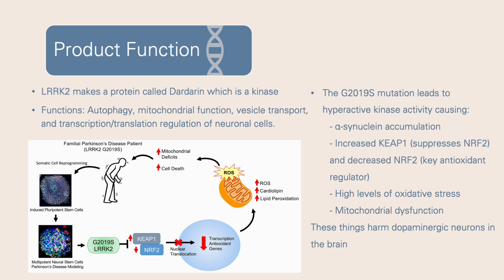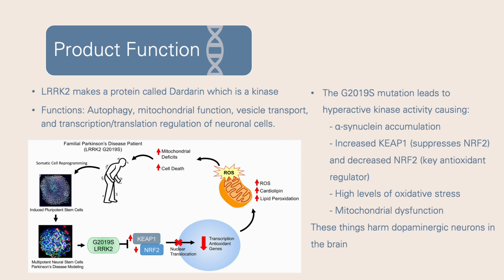Another cause of this mutation, which I have depicted in this picture on the left, is an increase in the protein KEAP1, which suppresses the protein NRF2, which is a key antioxidant regulator. When there's not enough antioxidants, reactive oxygen species levels increase in mitochondria. While they are a natural byproduct of mitochondrial respiration, too much ROS creates high levels of oxidative stress, which damages DNA, proteins, and lipids. All of this together causes mitochondrial dysfunction and harm to dopaminergic neurons in the brain.